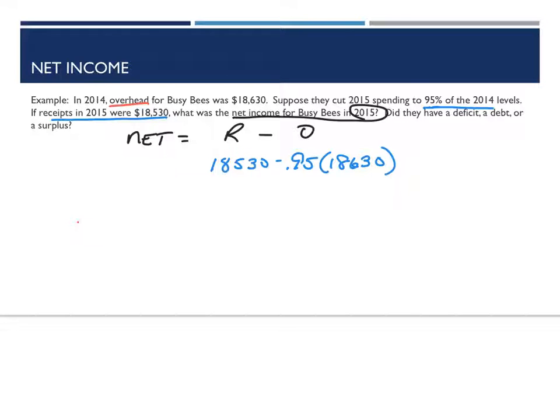Now, I could figure 95% of what the 2014 was separately, but again, it seems like when people pick apart problems, they end up making mistakes that they wouldn't have made if they just follow the formula. So if I do 18,530 minus 0.95 times 18,630, I end up with a positive $831.50, which is a surplus.